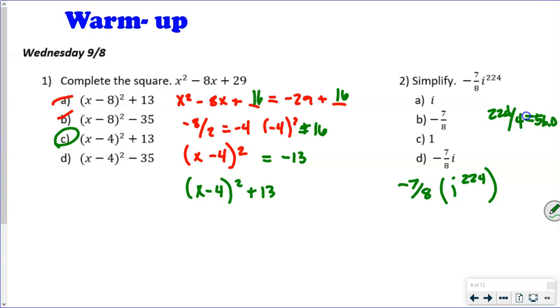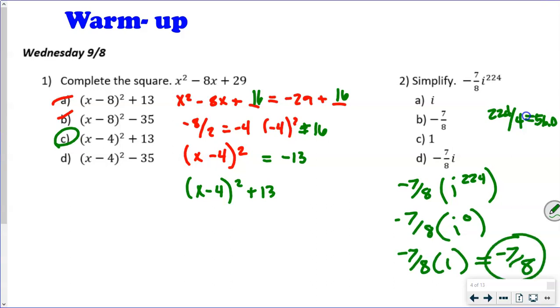56.0. So we're going to do negative 7/8 times i to the 0, right? Well, i to the 0 is 1, right? So it's going to be negative 7/8 times 1, and so the answer is going to be negative 7/8, which was B.